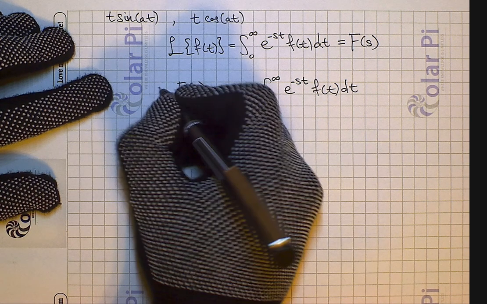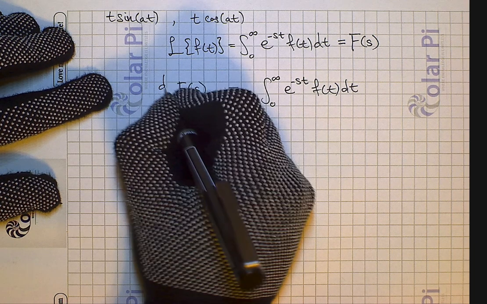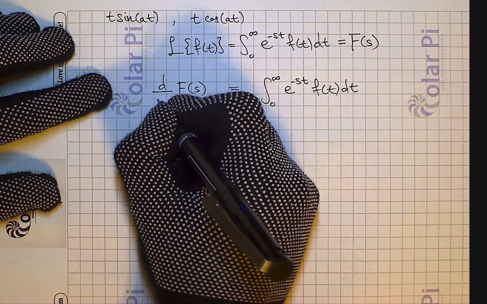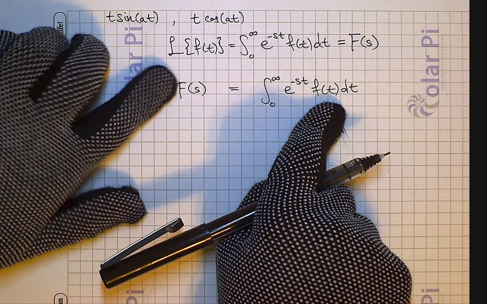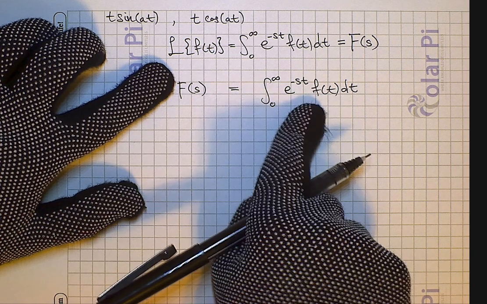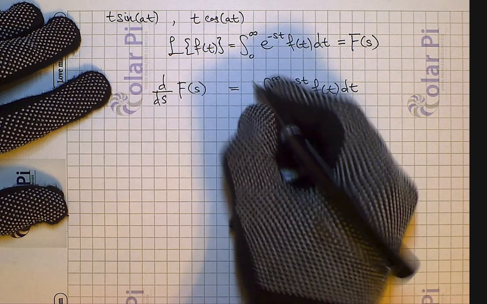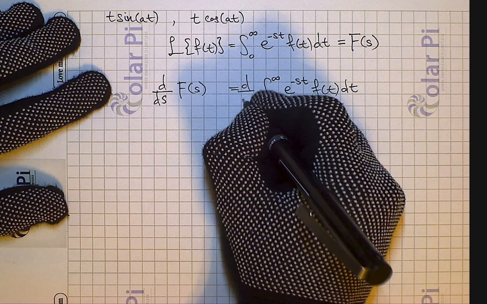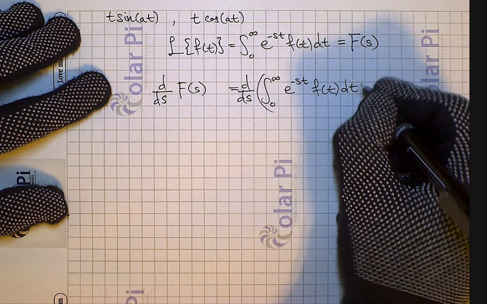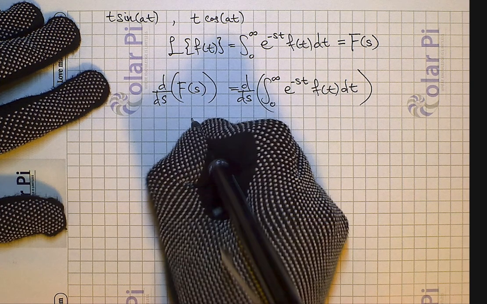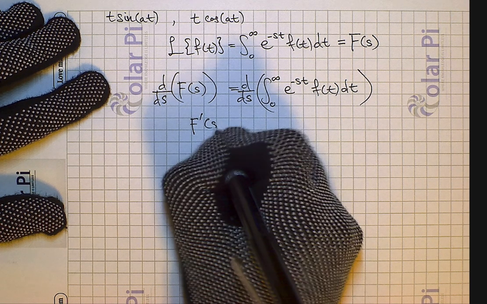Now, here's what I'm going to do next. I'm going to take the derivative of both sides of this equation with respect to s. Since the left side is equal to the right side, taking the derivative of the left side is the same as taking the derivative of the right side. So I'm allowed this. So d/ds here, and then d/ds here also. Okay, cool. Now, on the left side, I just get capital F prime of s.